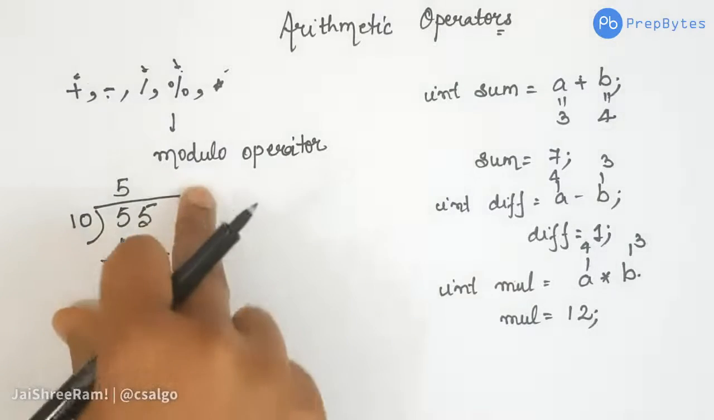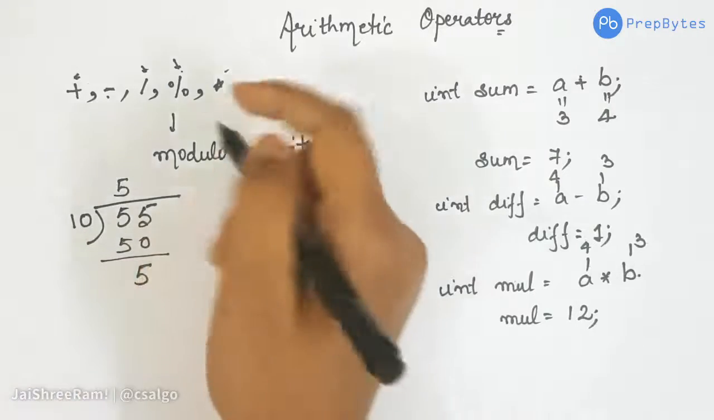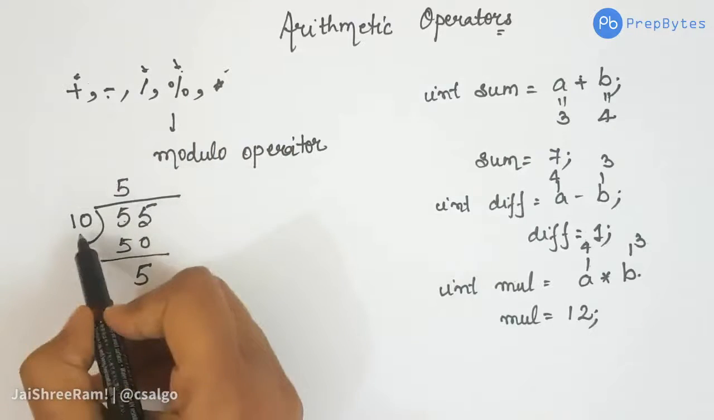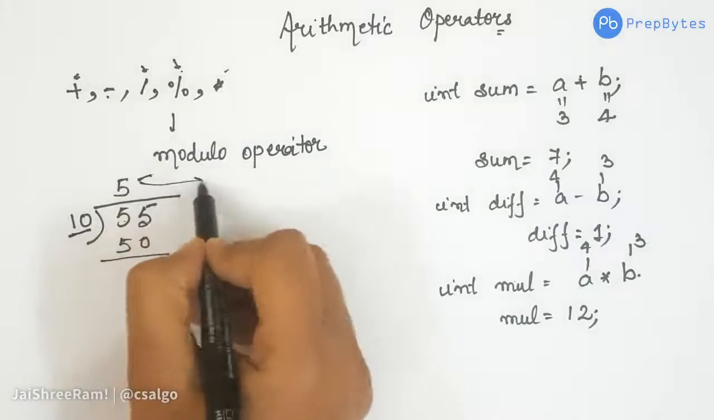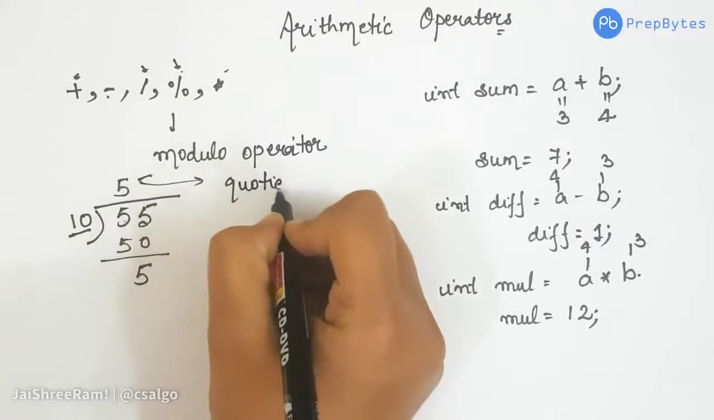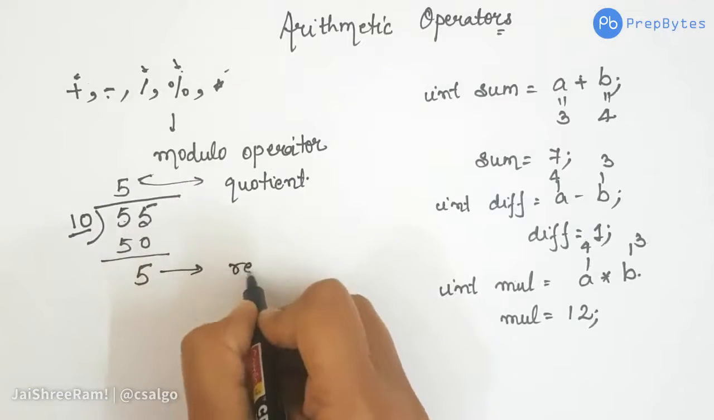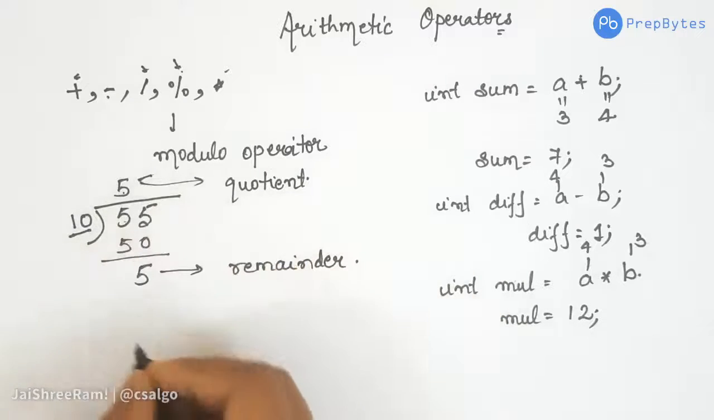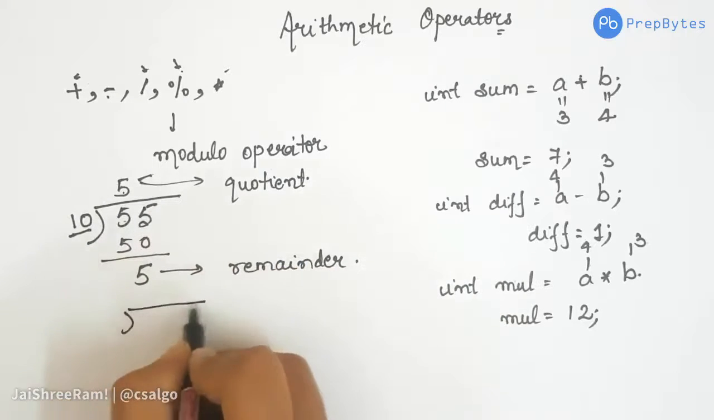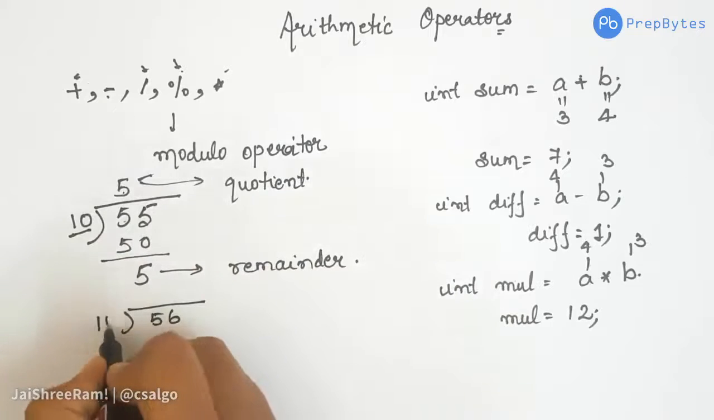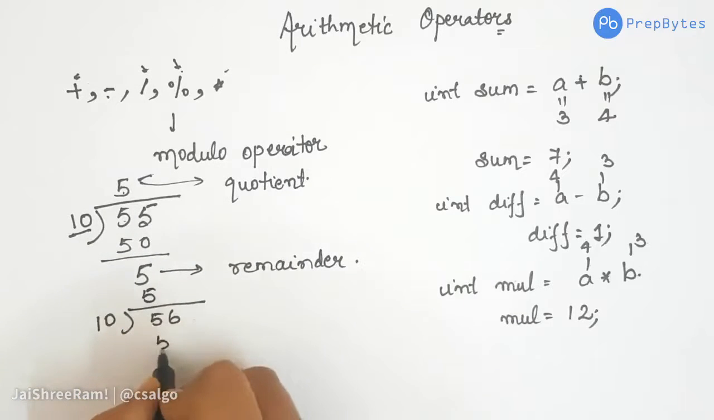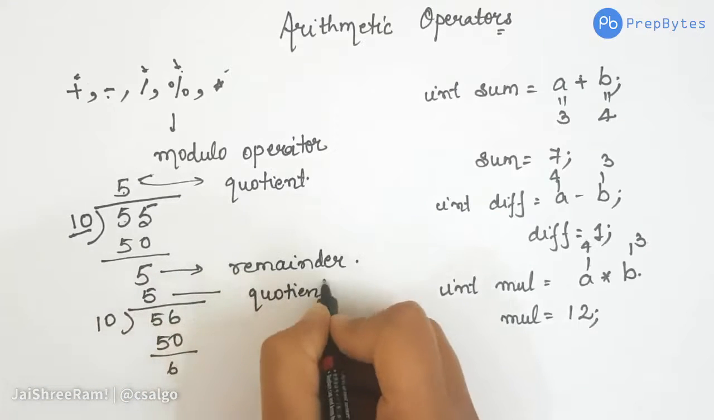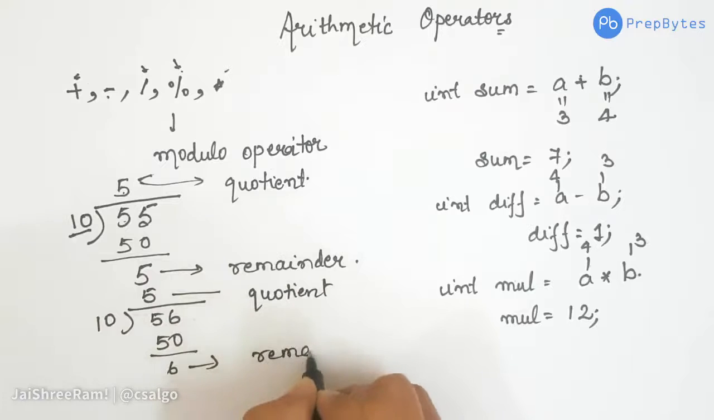I really want you to see this part because many of the students get confused here between division and modulo. If you divide 55 by 10, you get 5 as the quotient, and we get this 5 as the remainder. I think the 5 and 5 will get confused, so let me take 56 divided by 10. We get 5 as quotient, and we get 6 as remainder.